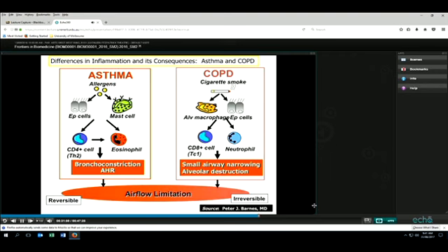There are some COPD patients that have a COPD-asthma overlap that can demonstrate some response to bronchodilators, but generally they have a very incomplete response. They have only a modest and incomplete recovery of airflow obstruction. So we generally consider COPD to be irreversible airflow limitation.